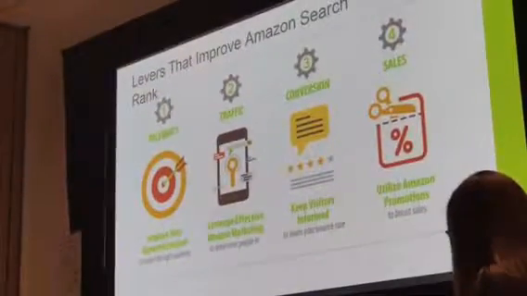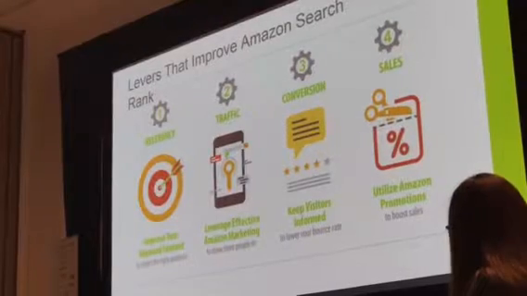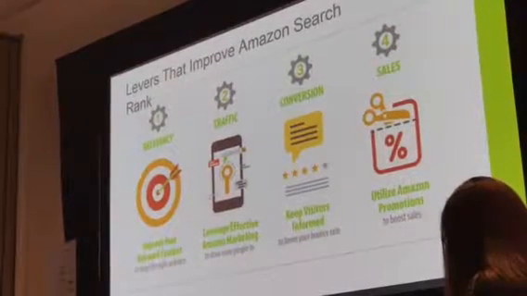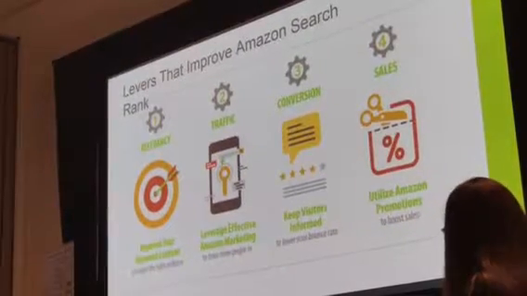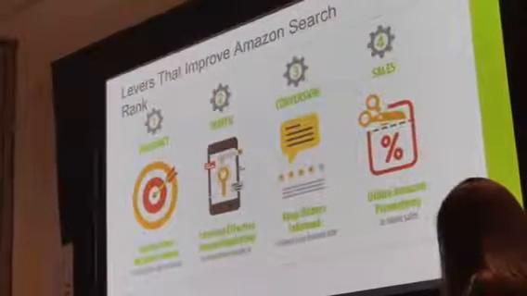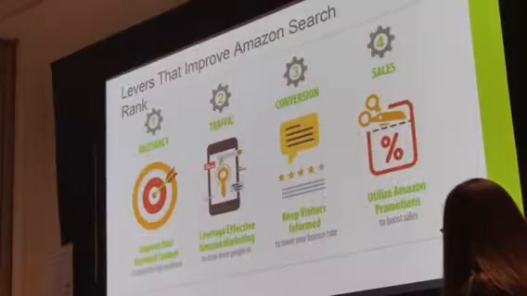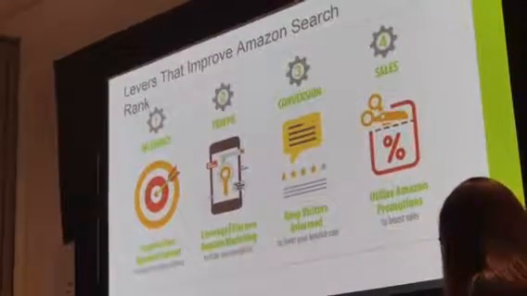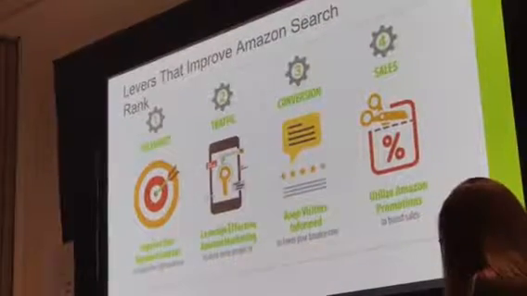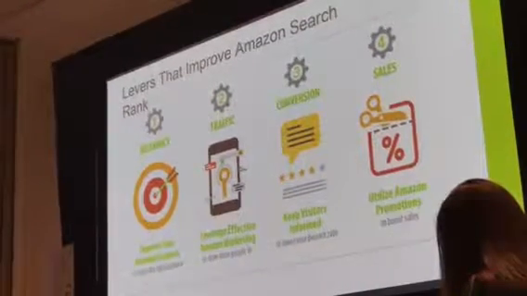Next is traffic. Traffic is another input that's used in the Amazon algorithm, and the lever that we can use to pull that is by leveraging Amazon's effective marketing. And I want to emphasize that effective, because not everything on Amazon is effective. They're going to sell you a bunch of stuff that's not effective. So leveraging effective. The next is conversion.